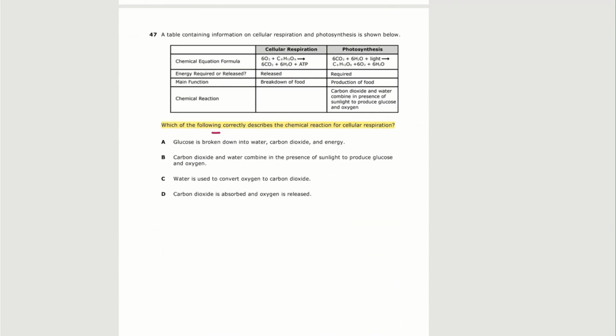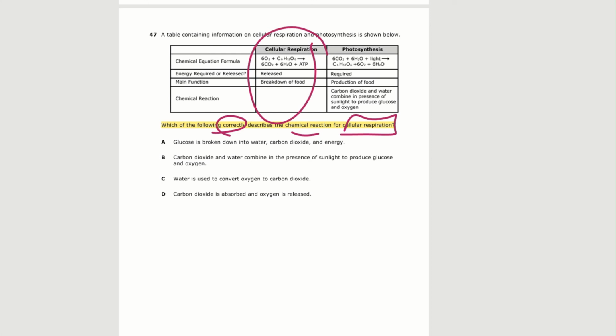Which of the following correctly describes the chemical reaction for cellular respiration? Right? Cellular respiration. It says here, chemical equation, 6O2 plus C6H12O6, right? Glucose, like chocolate. And there's an arrow, which means it makes or produces carbon dioxide, H2O, and ATP. This is what we're looking at, right?